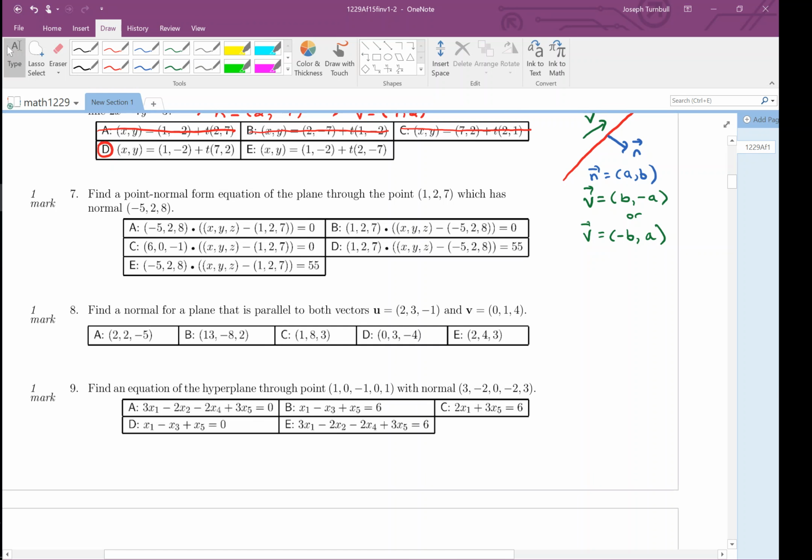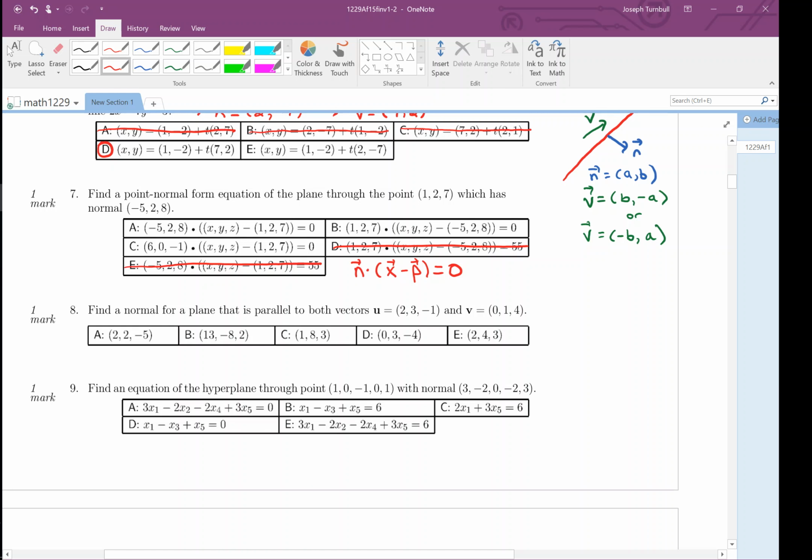Okay, number 7. Find a normal form equation of the plane through the point 1, 2, 7, which has a normal given by -5, 2, 8. All the answers are written in the following format: point normal form, n dot x minus p, and it has to be equal to 0. N dot x minus p is equal to 0. Option D is thus nonsense, and option E is nonsense.